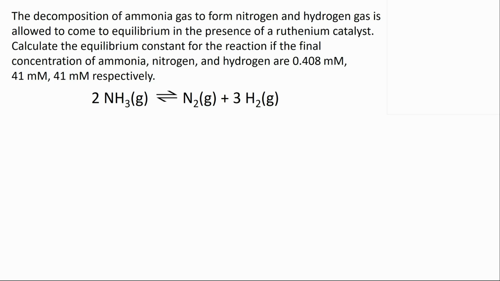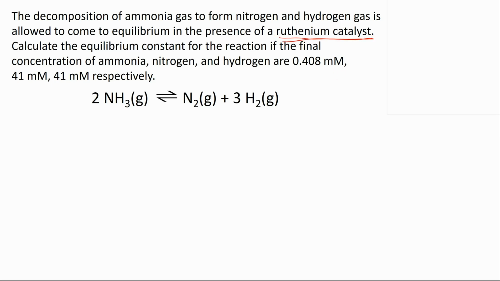Okay, so if this reaction is allowed to come to equilibrium in the presence of a ruthenium catalyst, calculate the equilibrium constant for the reaction if the final concentration of ammonia, nitrogen, and hydrogen are 0.408 millimolar, 41 millimolar, and 41 millimolar respectively. So first of all, the ruthenium catalyst.